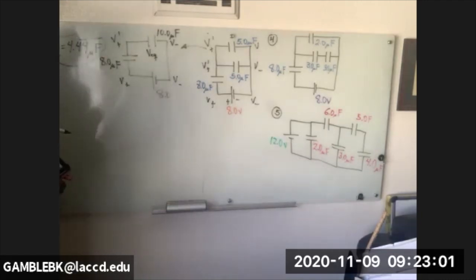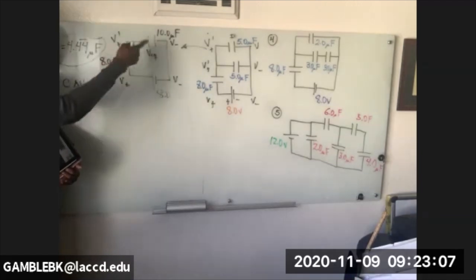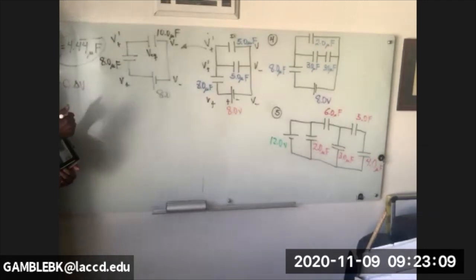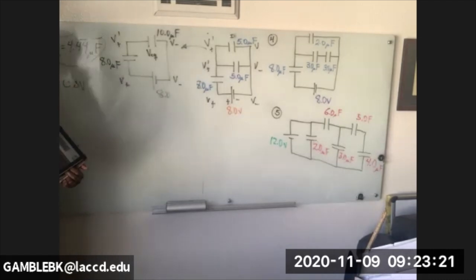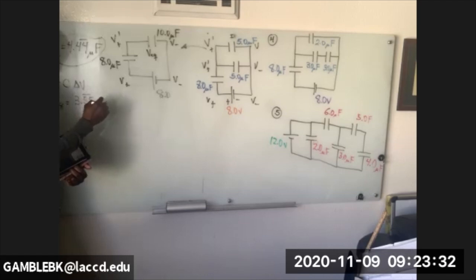And the charge, remember, charge is equal to C delta V. These are in series, so the charge on each one of those is going to be that times 8. So now I need the charge on each one. Oh, right, so it's going to be easy. So this is C8. That's going to be 3.55 times 10 to the negative 5th coulombs.